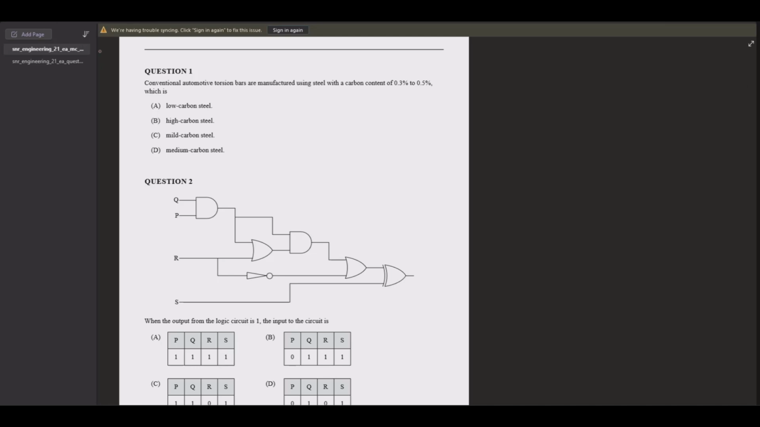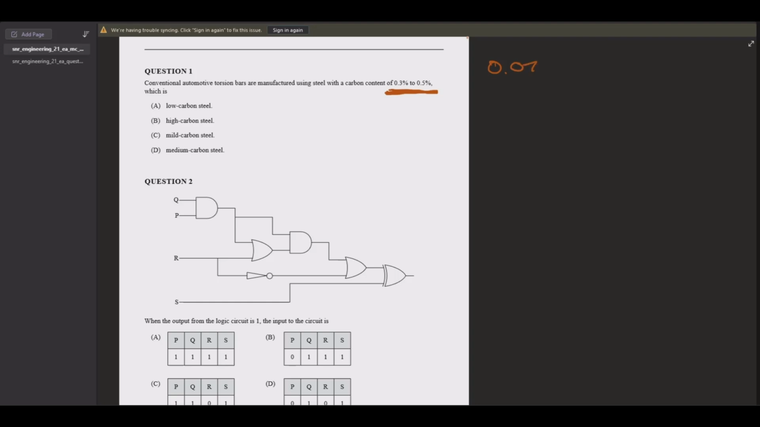Conventional automotive torsion bars are manufactured using steel with a carbon content of 0.3 to 0.5%. So this is another metals knowledge that you're going to have to know and memorize, these carbon percentages for all the different types of steel. So you're going to need to know low, mild, medium, high tensile, and ultra high tensile steel. And they could ask you about cast iron a little bit. So let's say 6. But you mostly need to know the lowest 5.